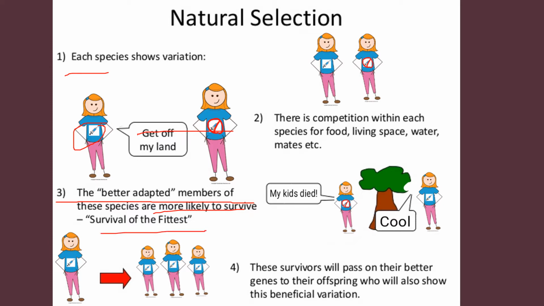So, etong isa, mas nag-survive yung nagkaroon siya ng mga offspring. Diba? Itong isa yung walang red yung shirt niya na circle. So, here naman sabi, may kids died. Namatay yung mga anak nito kasi hindi sila naka-adapt to the environment. Sabi pa nito, cool. So, these survivors will pass on their better genes to their offspring who will also show this beneficial variation.